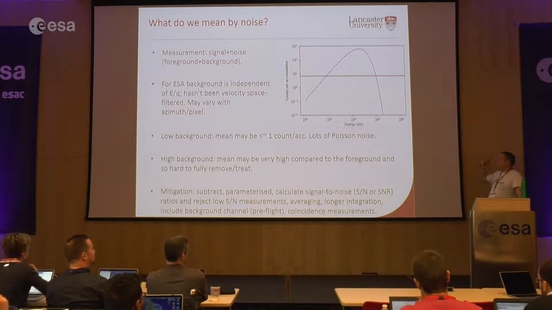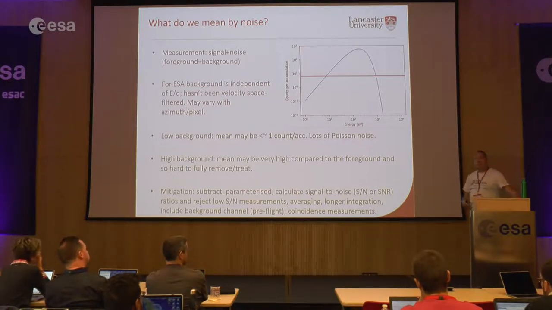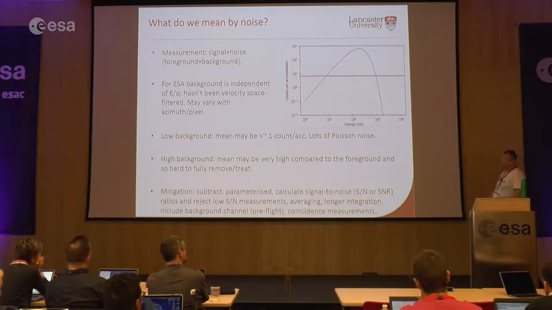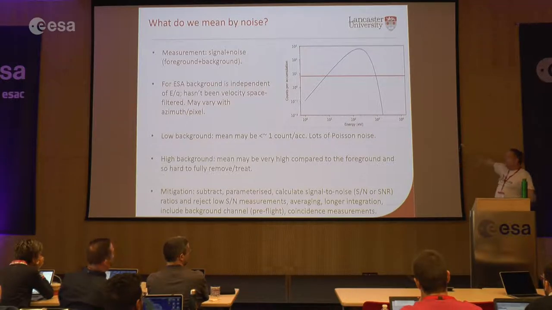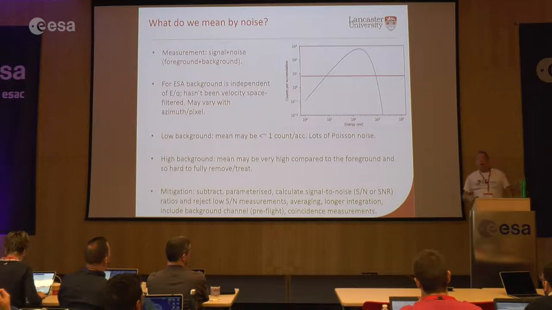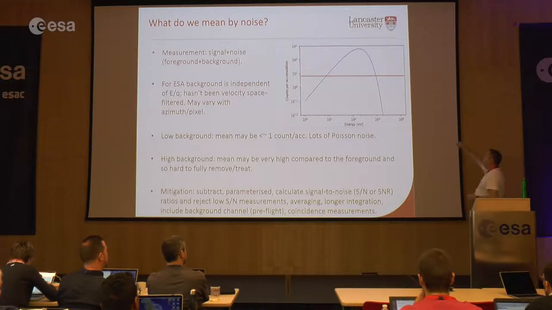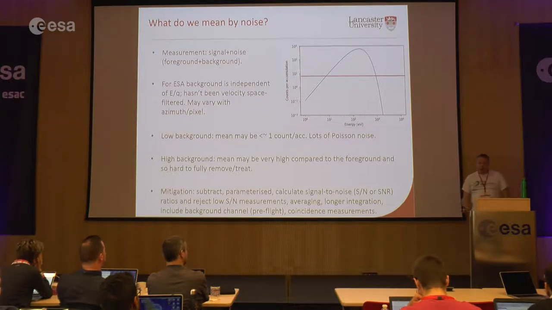If you were fitting a model to this, you could parameterize it with the actual noise level, so you could put that in as a fit parameter. You could calculate the signal-to-noise ratio of each point in this spectrum. So you've got the foreground. You can estimate that. If you can estimate the background, then you can remove the background, divide by that background, and get an estimate of the signal-to-noise. You could average these out. So hopefully that will improve the foreground at the expense of the background. You could integrate for longer.